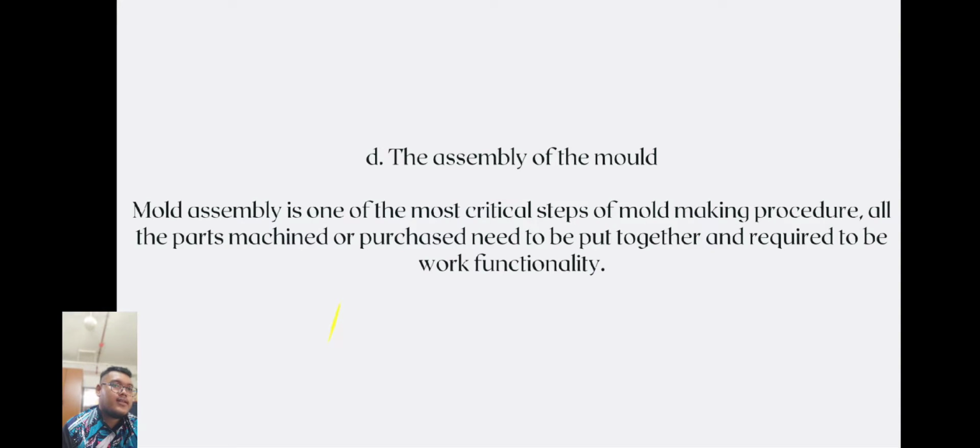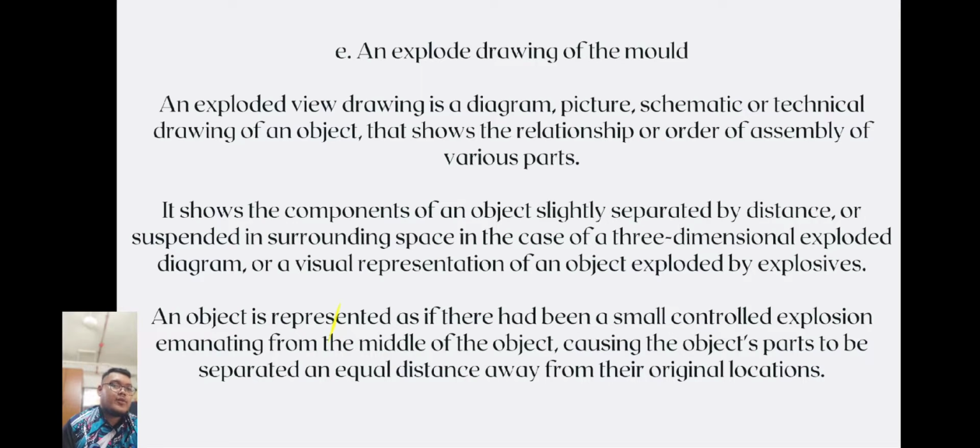And lastly is an exploded drawing of the mold. An exploded view drawing is a diagram, picture, schematic, or technical drawing of an object that shows the relationship and or order of assembly of various parts. It shows the components of an object slightly separated by distance or suspended in surrounding space in the case of a three-dimensional exploded diagram, or a visual representation of an object exploded by explosives. An object is represented as if there had been a small controlled explosion emanating from the middle of the object, causing the object's parts to be separated an equal distance away from their original locations.